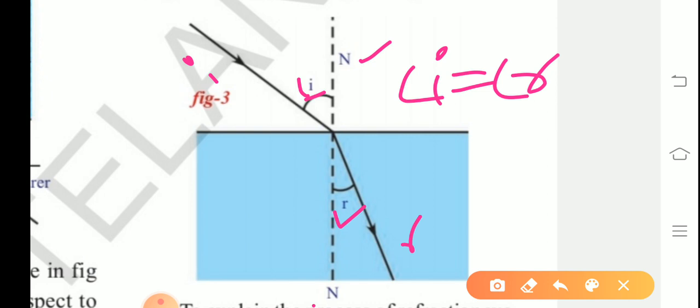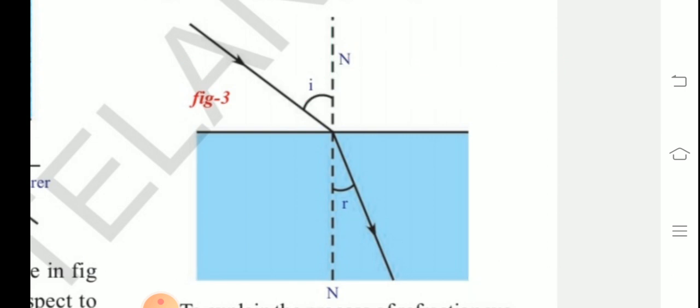Okay, but what happens to a light ray when it travels along the normal? If it makes an angle with the normal, either it bends towards the normal or away from the normal, right? What happens to a light ray when it falls along the normal? Tell me, either bends towards the normal or away from the normal, or anything else? Yes, you are right. It neither bends towards the normal nor away from the normal, because it refracts along the normal.